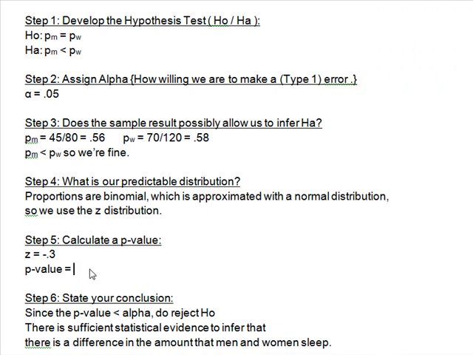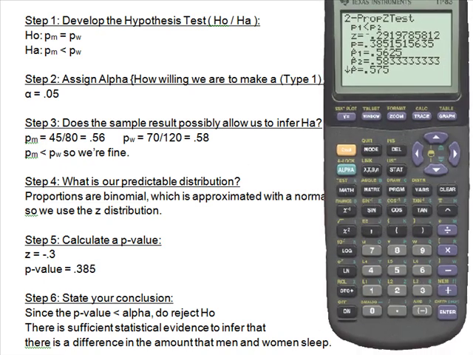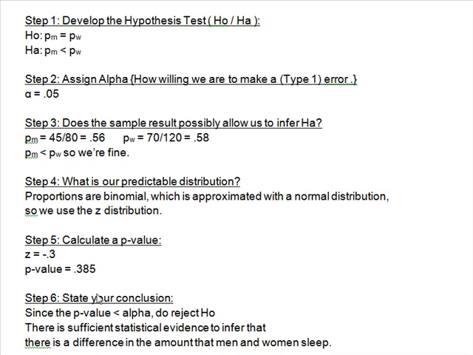Okay, 0.385. All right. And by the way, what's left here is P1 is the proportion of men, P2 is the proportion of women. This is a pooled proportion. And it just shows N1 and N2. Okay. All right, so here's our p-value.